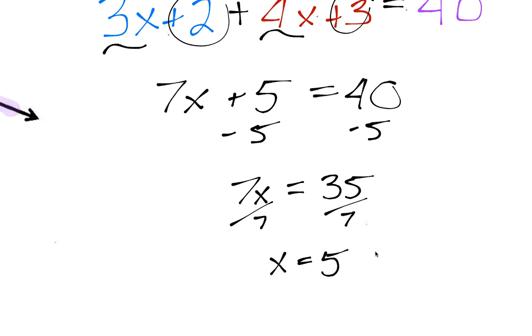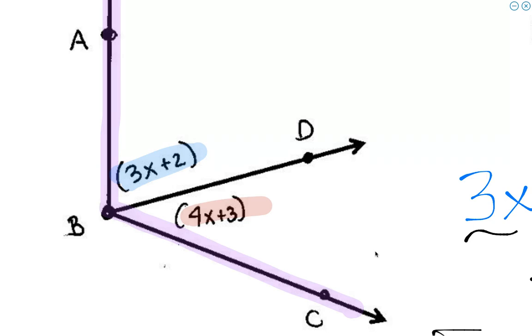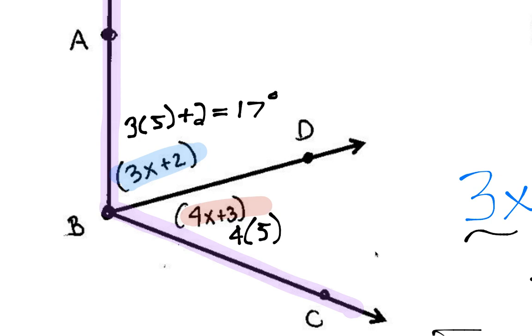X equals 5. Now it didn't ask me what x equaled. It asked me what each of the angles equaled. So I'm going to take that 5 and I'm going to plug it back in. So this is 3 times 5, which is 15, plus 2, which is 17 degrees. And this is 4 times 5, which is 20, plus 3 is 23 degrees. 17 plus 23 is indeed 40.